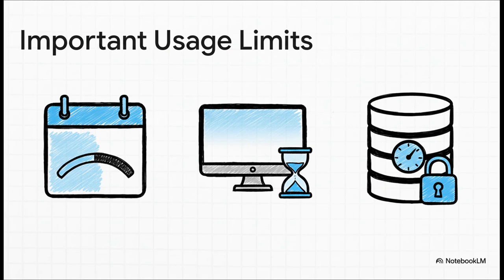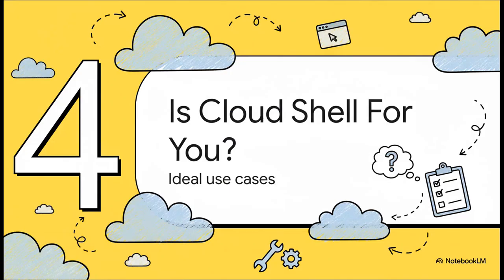There are also a few other limits to just keep in the back of your mind. You get a pretty generous 50 hours of use a week. Your session will also time out after an hour if you're not using it, which means it's not great for super long-running processes. And that 5 gigs of storage, that's a hard limit. You can't upgrade it. So keeping all of that in mind, the cool features and the limitations, the big question is, when should you actually reach for Cloud Shell? Let's break down where it really, really shines.